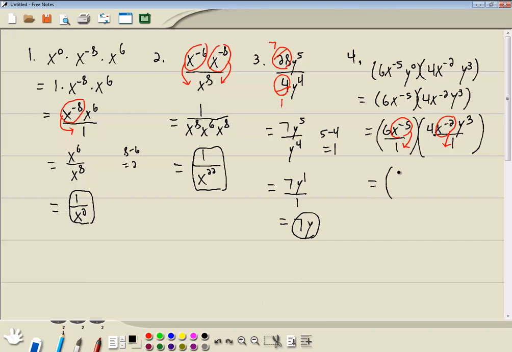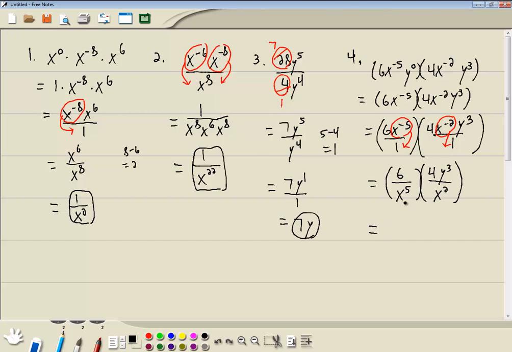Now when you move anything opposite of where it's at in a fraction, the sign of the exponent changes. So the x to the negative 5 becomes x to the positive 5. Here we got 4y to the third. Those don't move. But the x to the negative 2 becomes x to the positive 2. Now once I put something else down here besides 1, I don't need those 1s anymore.